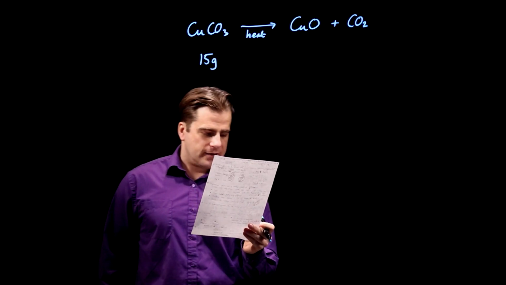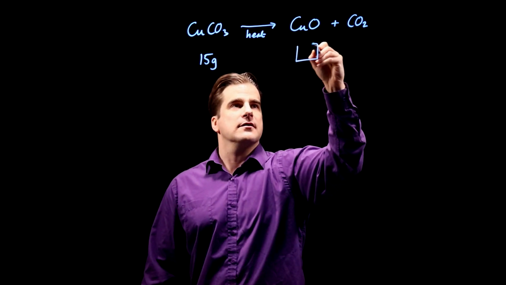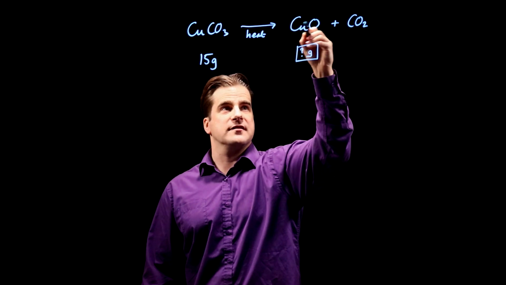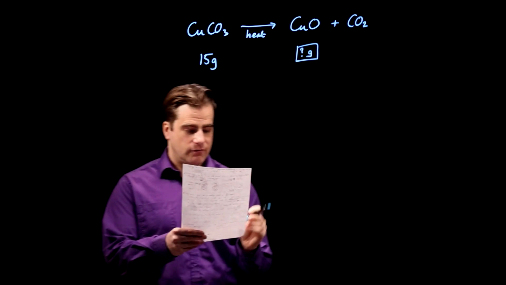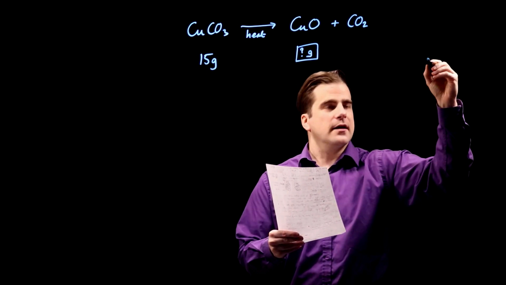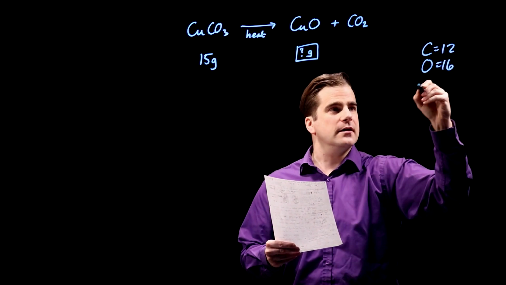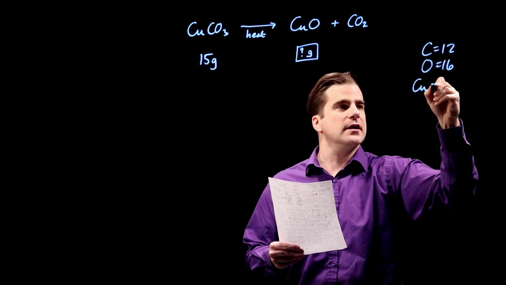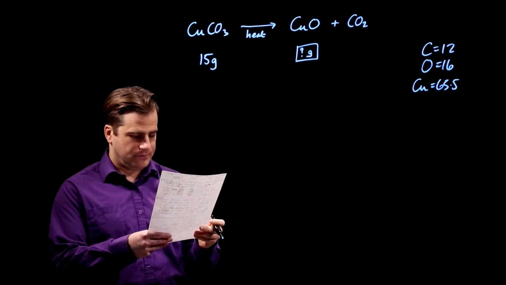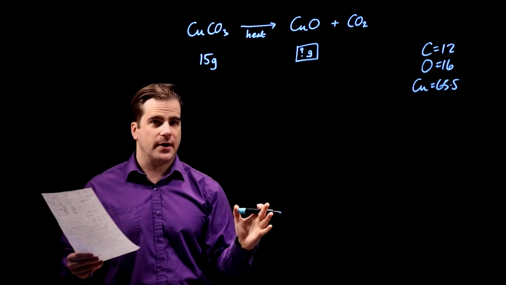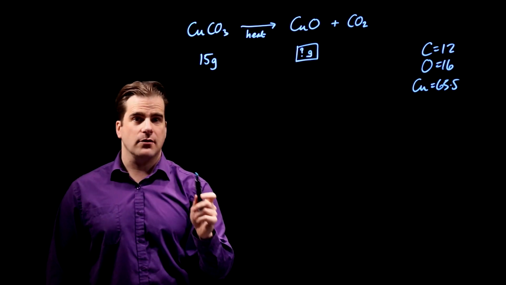Calculate the mass of solid produced. Well, that's the gas. So it wants the mass of this produced. So that's our target, okay? Right, it tells us relative atomic masses. Okay, so carbon is 12, oxygen is 16, and copper is 63.5. So that's it. That's everything we have to go on. So like I say, in columns underneath, write everything you know about it.